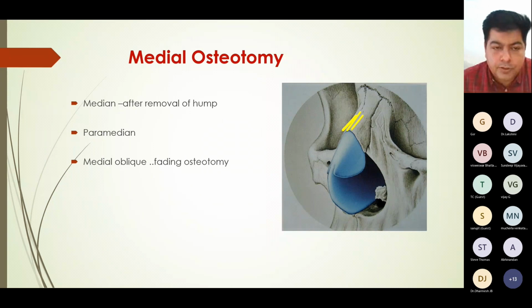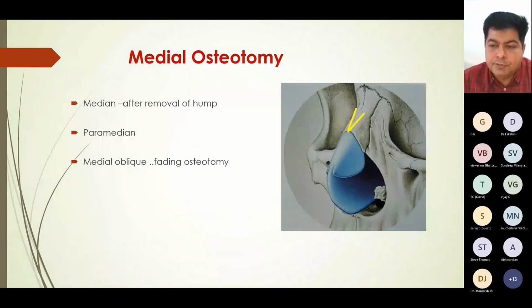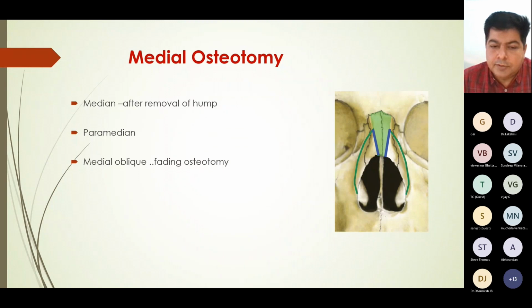Medial osteotomy we already discussed when you're removing the hump, whether you're rasping or using an osteotome. So median osteotomy is already done. Sometimes in case there is no hump, you might have to do paramedian osteotomy, something like this, or do a medial fading osteotomy to meet the lateral counterpart. So this is the osteotomy which is usually done.